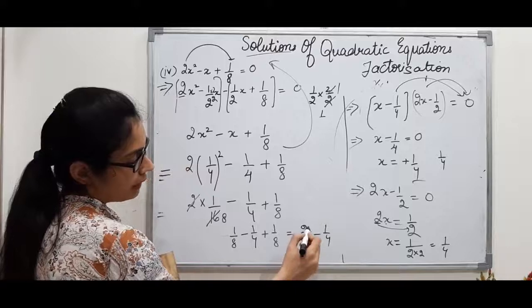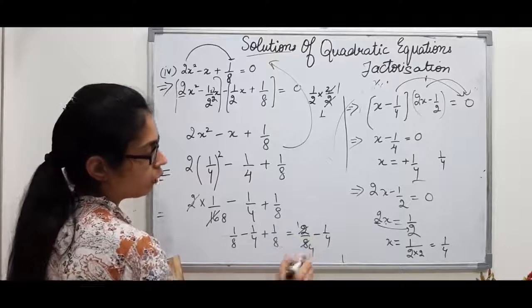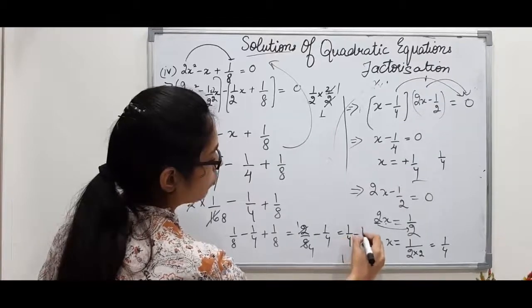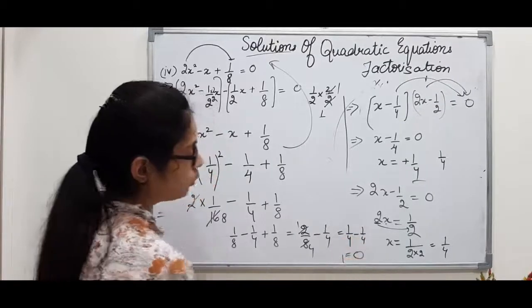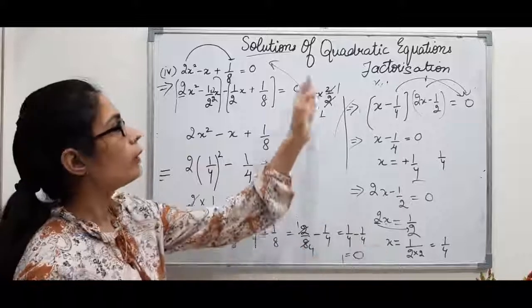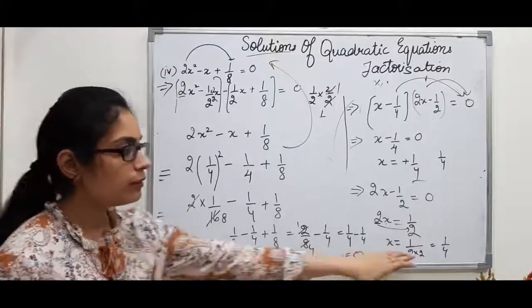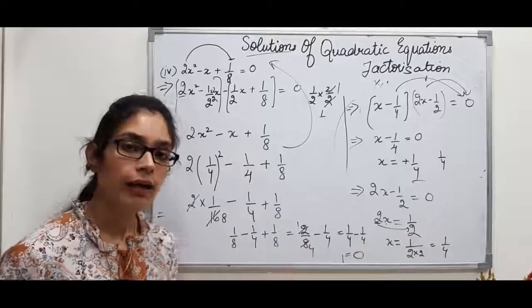Now I can do its cancellation. 2 into 1 is 2, 2 into 4 is 8. So I will get 1 by 4 minus 1 by 4, which is equal to 0, and which is equal to the right hand side of my equation. This proves that the roots which we have found are correct.